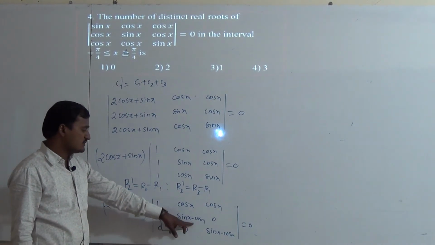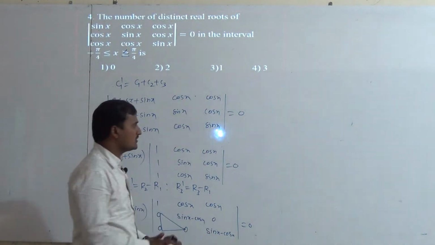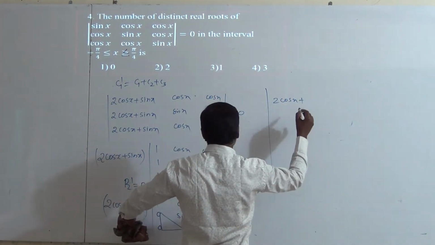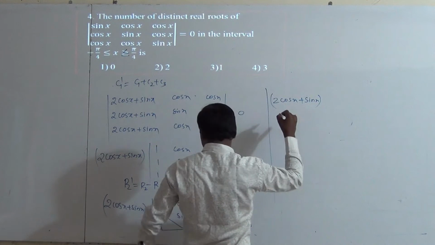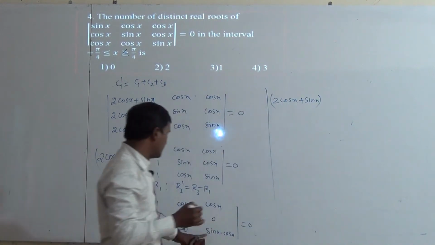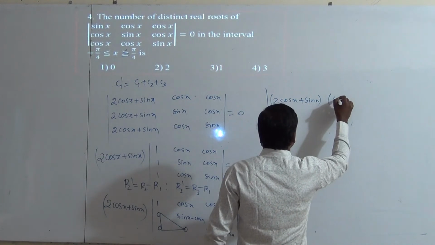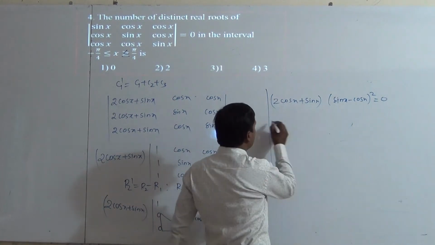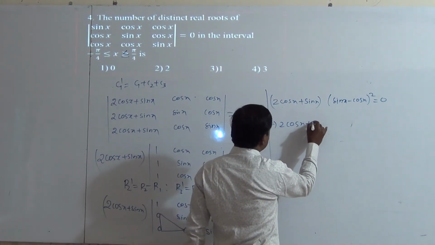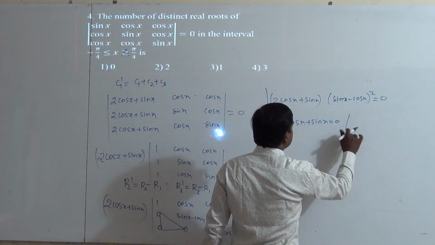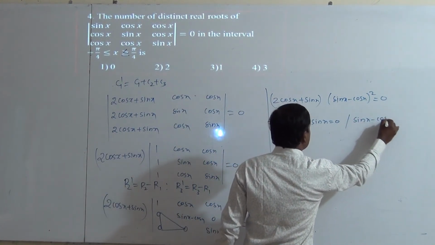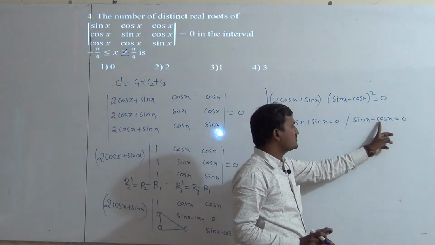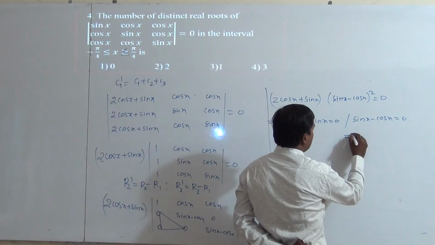So 1 into (sin x minus cos x) into (sin x minus cos x). So clearly this becomes (2 cos x plus sin x) into the product of the principal diagonal elements, which means (sin x minus cos x) whole square equals 0. So this implies 2 cos x plus sin x equals 0, or sin x minus cos x equals 0. Here take a root on both sides, so you are getting sin x minus cos x equals 0.